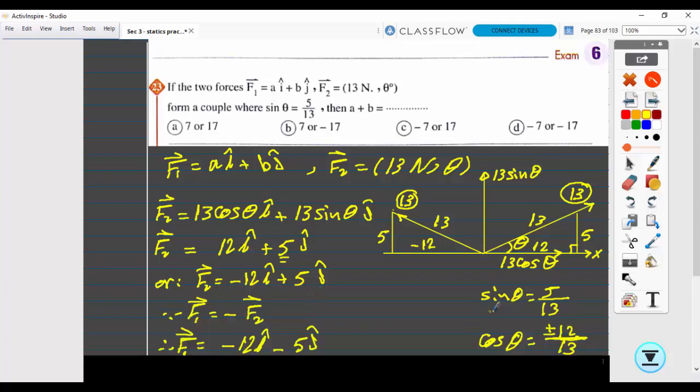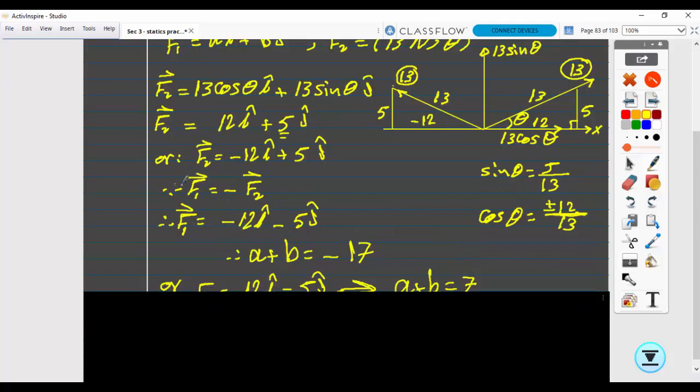As I said before, sine theta equals 5/13. It means the cosine theta equals positive or negative 12/13. So consider it once positive and once negative. But the two forces F1 and F2 form a couple. So F1 equals negative F2.